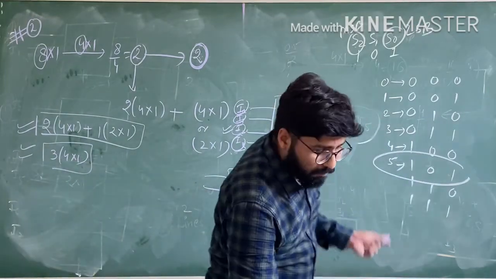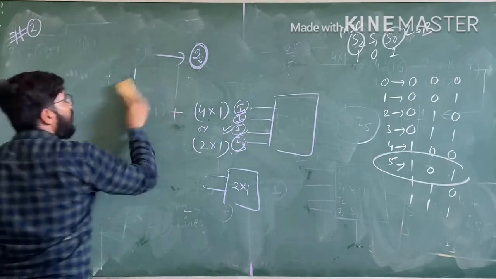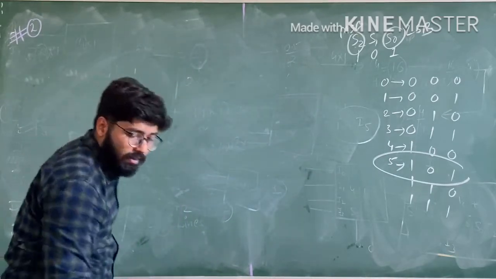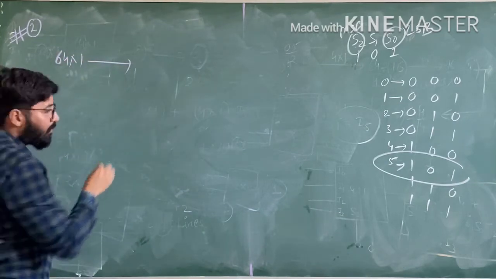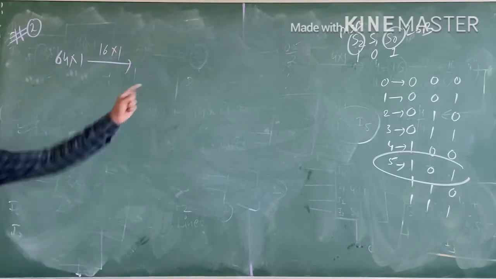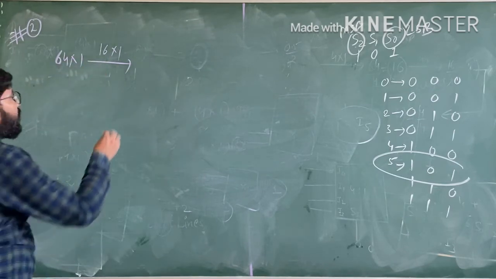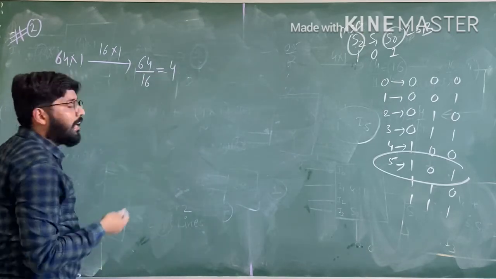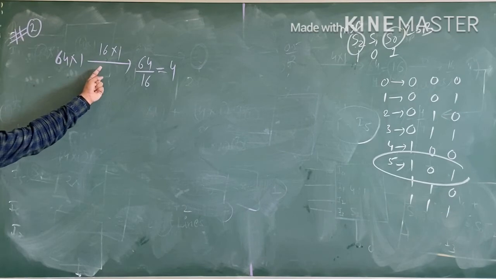Suppose we have one more example to discuss this concept. You have to find the number of muxes by using 16 cross 1. You have to find the number of muxes by using 16 cross 1. You divide 64 by 16. You will get 4. Again you divide 4 by 16, and you will get a remainder less than 1. For that you have to use 1 mux of 16 cross 1.